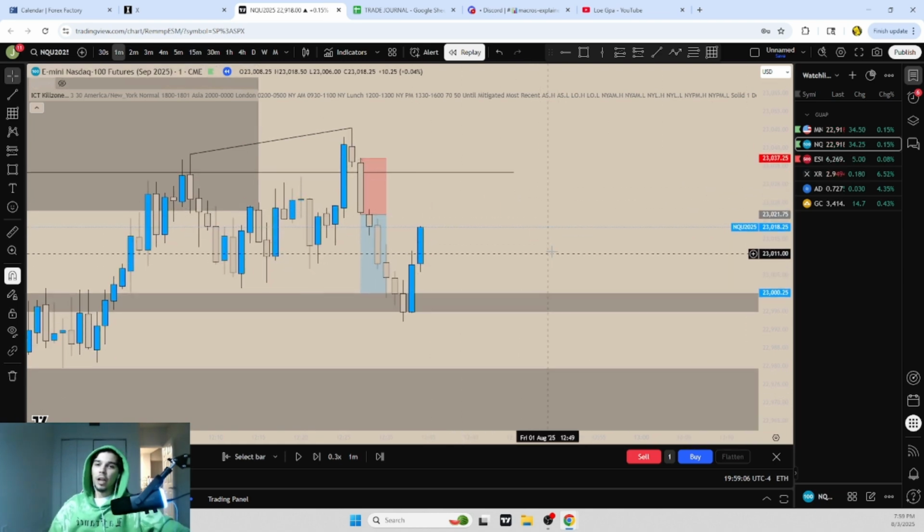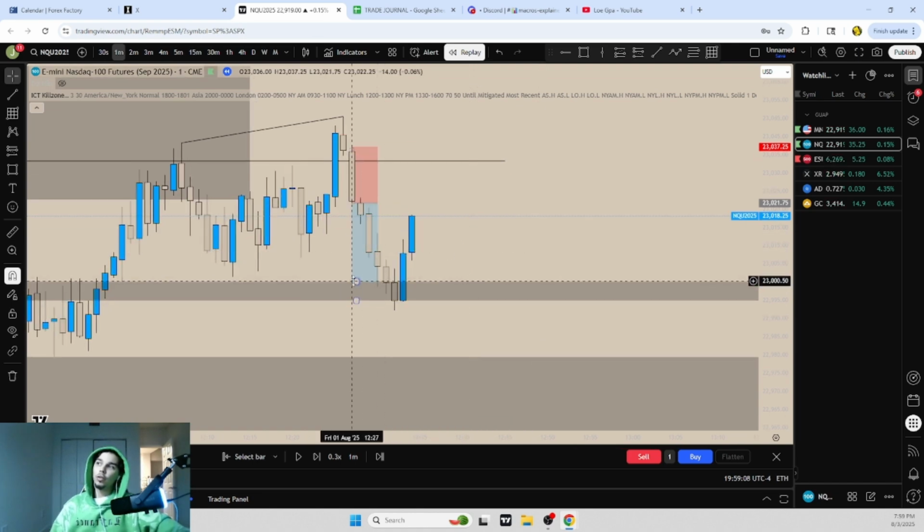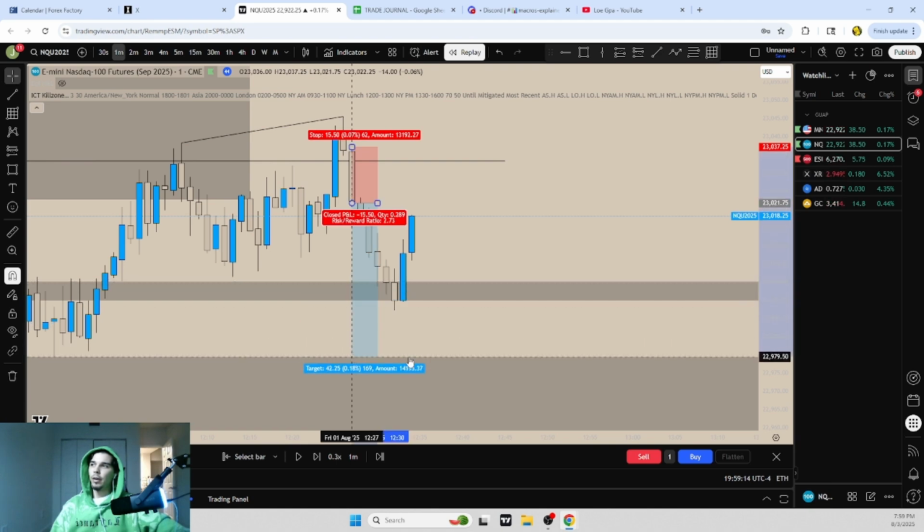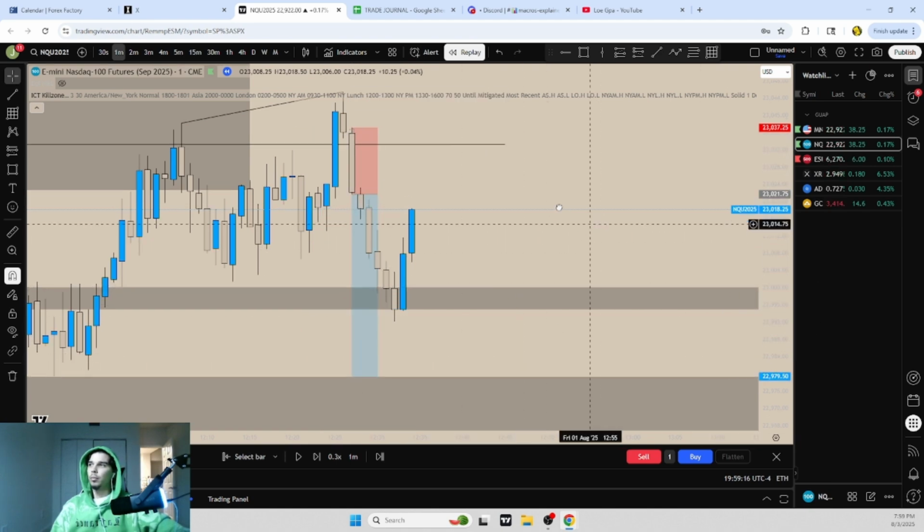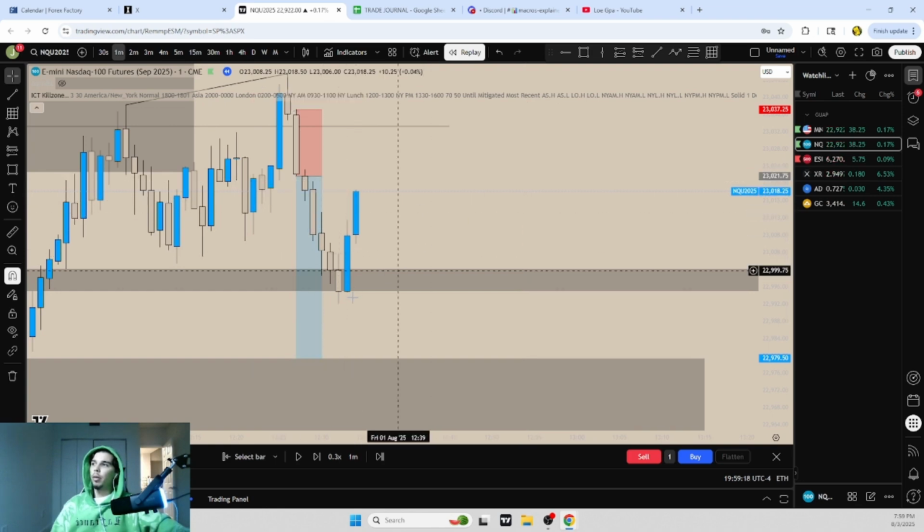But if you guys wanted to, you could have used this 15-minute fair value gap as a break-even point and targeted this other 15-minute fair value gap right here. And then let's see what price would have ended up doing if we did that. So at this point, we're break-even. Why? Because we tapped into this gap.